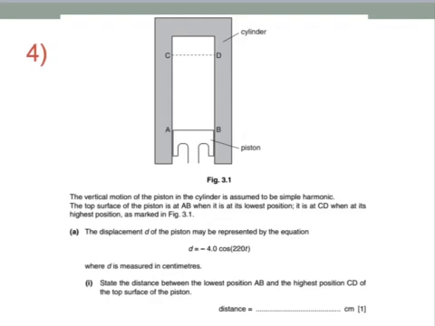Okay, question 4. Here's a piston moving in a cylinder. There you're given an equation, D equals -4 cosine 220t, for the displacement. Now what does that mean initially?